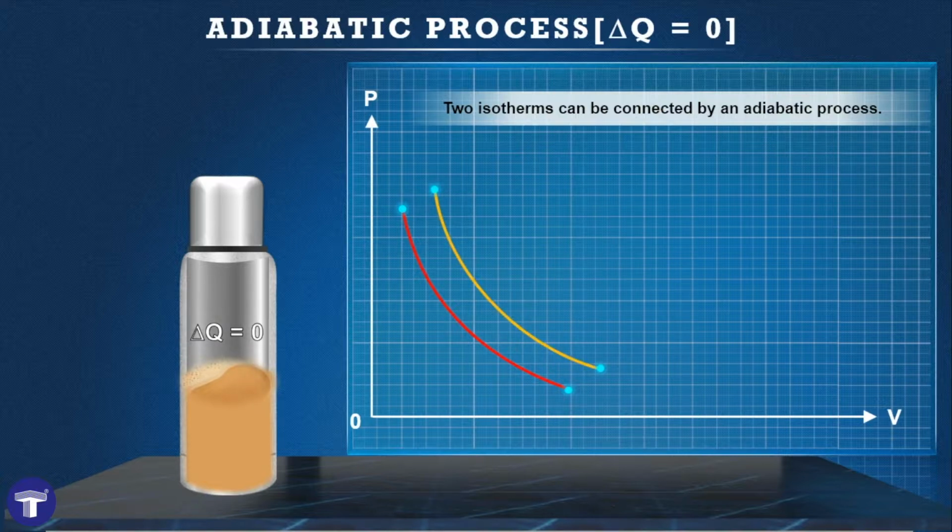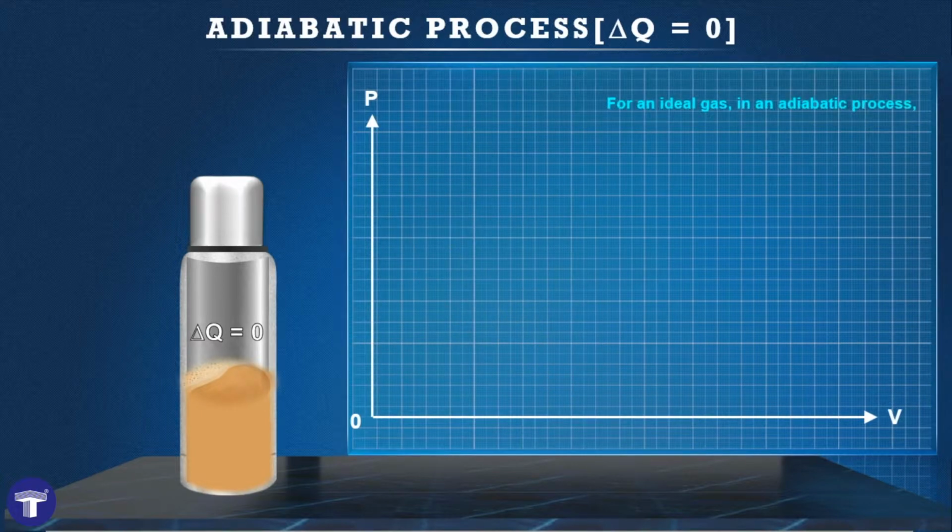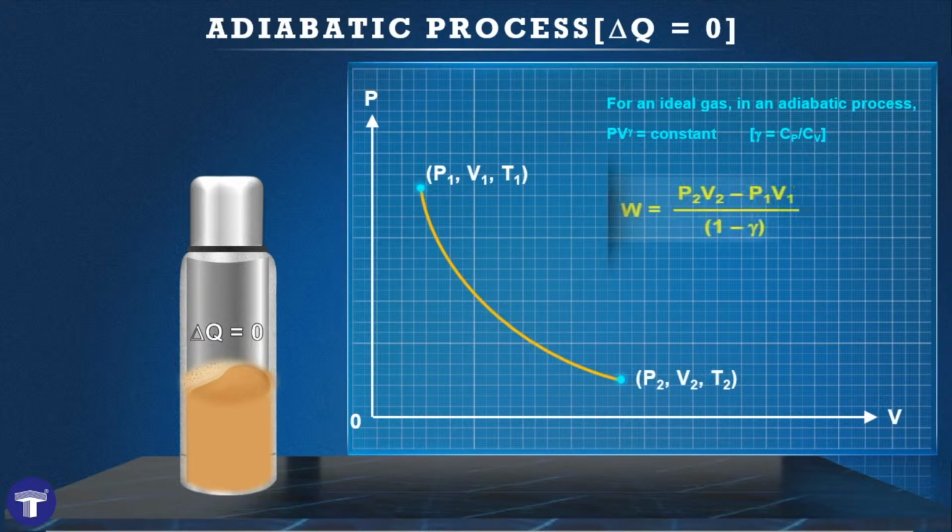So here, if you are given two isothermal processes like the red and the yellow lines, then you can connect it by an adiabatic process, that is the white line. For an ideal gas in an adiabatic process, the equation can be written as PV^γ = constant, where gamma is the ratio of the specific heat capacities at constant pressure and constant volume. We can also find the work done in an adiabatic process by finding the area under the PV curve, and it will be given as W = (P2V2 − P1V1)/(1 − γ).